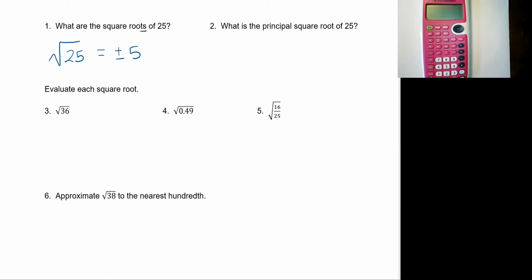Number 2 is asking for the principal square root. So we only want the positive. So our answer is 5.